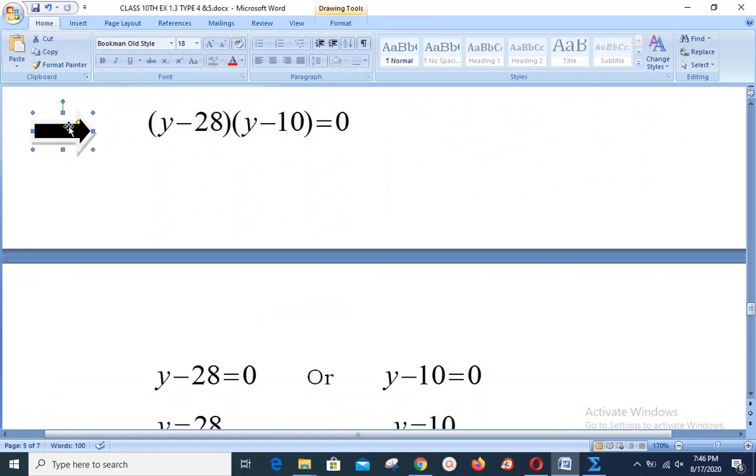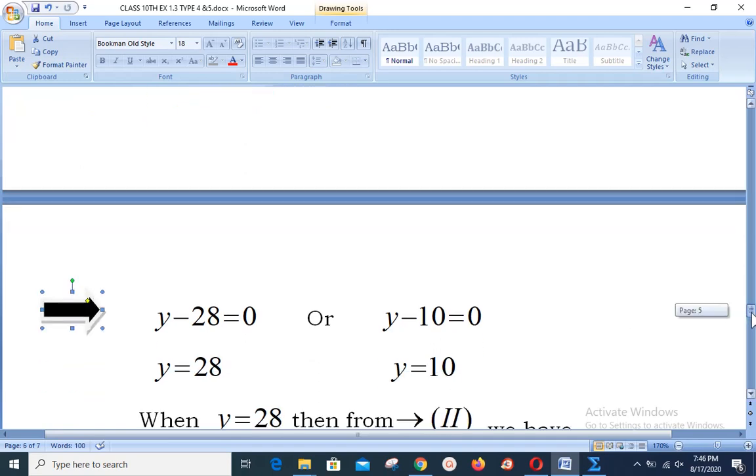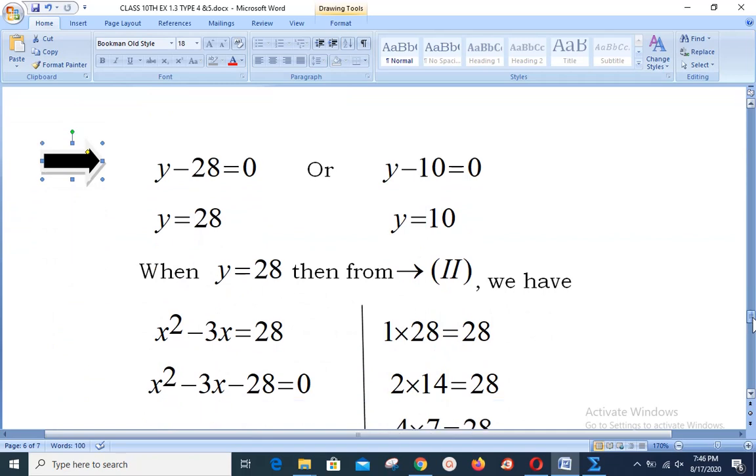Now the product of these two is equal to 0, which means either the first one is equal to 0 or the second one is equal to 0. Utilizing the first one equal to 0, we have y minus 28 is equal to 0, that gives us y is equal to 28. Whereas utilizing the second one, y minus 10 is equal to 0, we get y is equal to 10. Now making backward substitution.